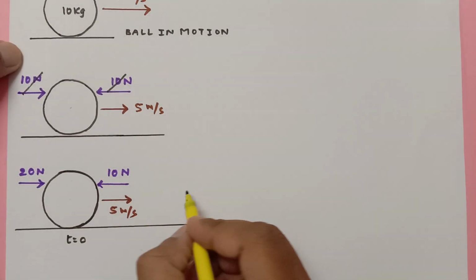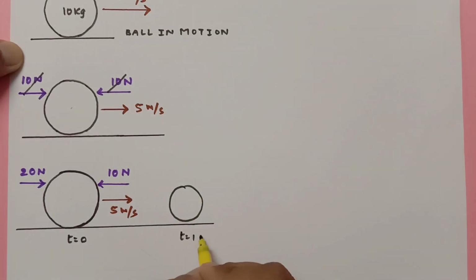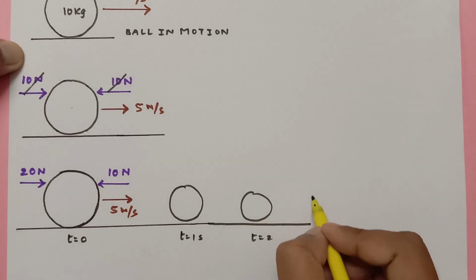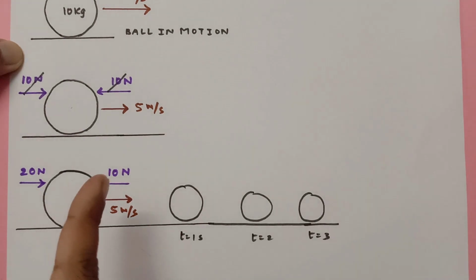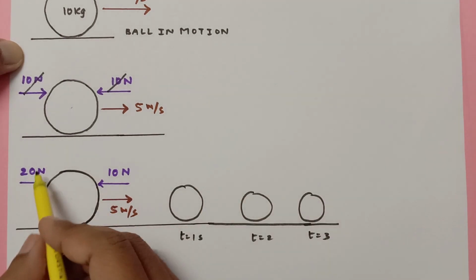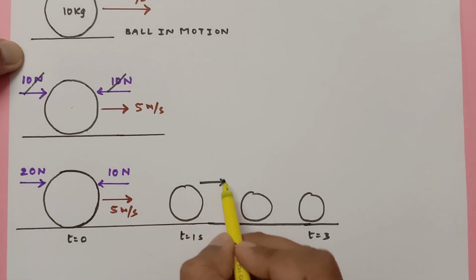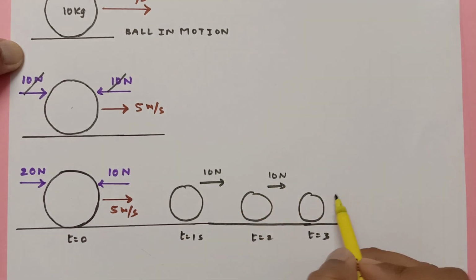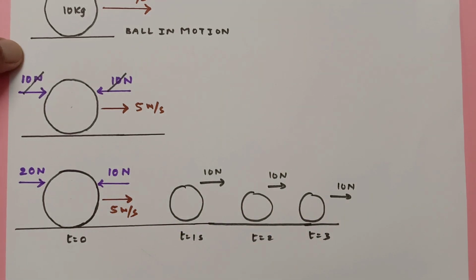So after 1 second, the ball will be somewhere over here at time equal to 1 second. Then again at time equal to 2 seconds, the ball will be somewhere over here. At time equal to 3 seconds, the ball will be here, and so on. And why will the ball go in this direction? Because 20 Newton force is larger than 10 Newton. So net force would be 10 Newton in this direction. And remember that 10 Newton constant force shall always be applied in this direction.